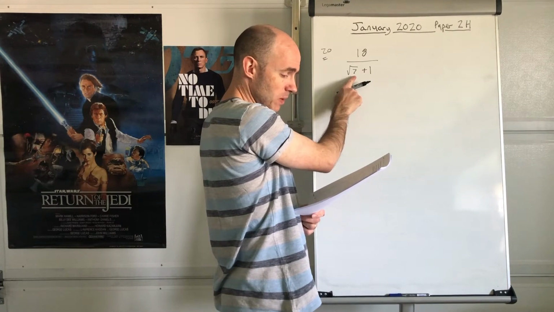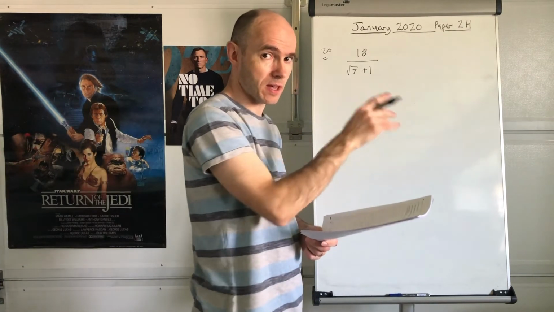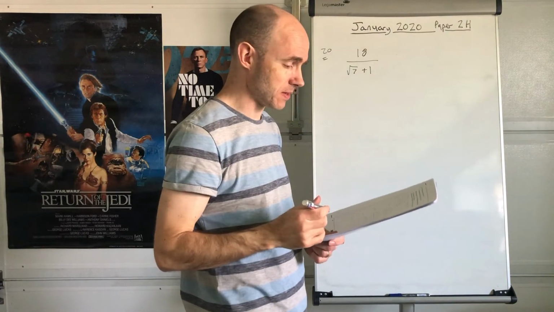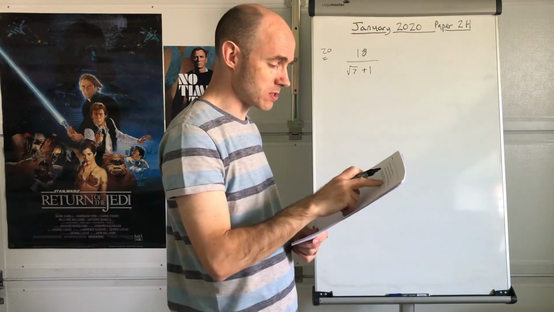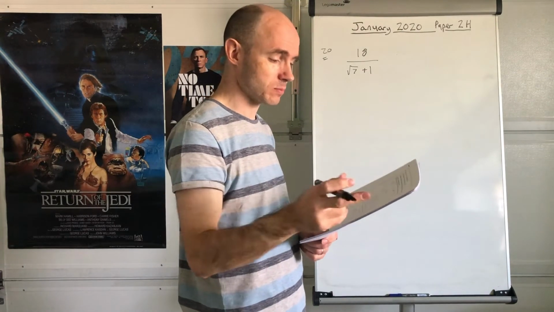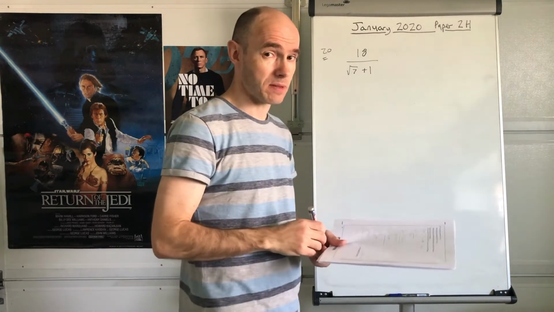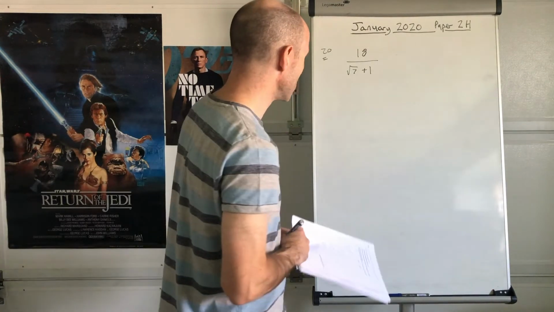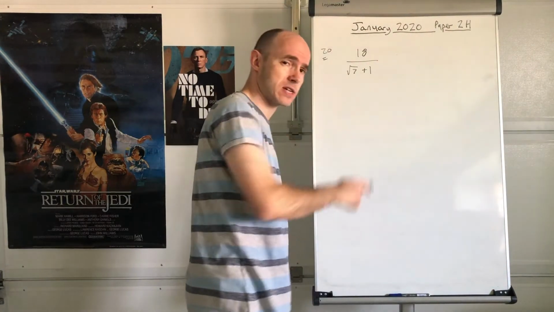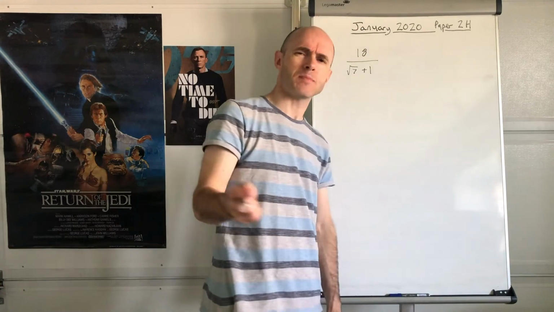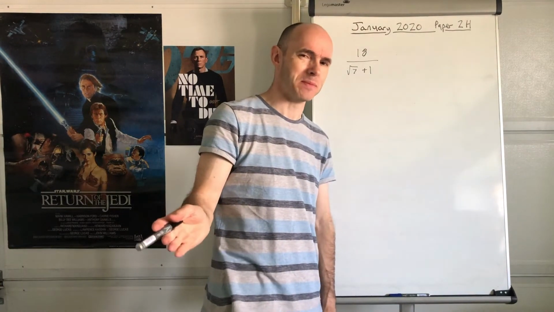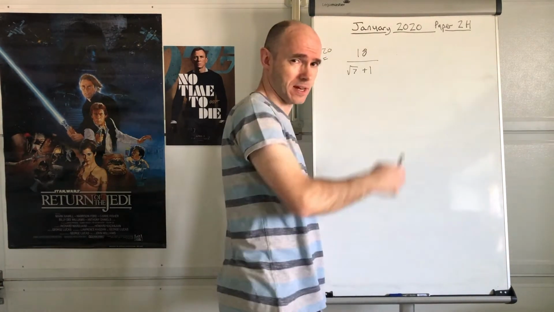Now when it says simplify it, it means rationalise the denominator. Or when it says give your answer in the form a root b plus c, where a, b and c are integers, it's asking for the same thing. It wants you to rationalise the denominator. So you've got to remember the method for rationalising the denominator. How many of you had to look this up? How many of you remembered it? There's a lot of this going on in A-level maths as well.